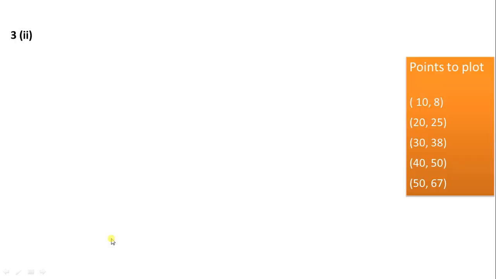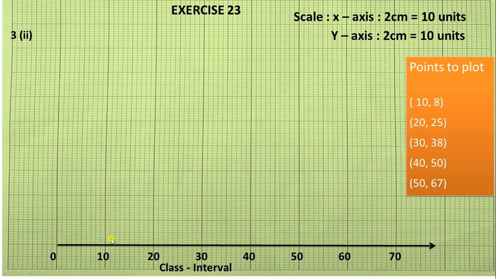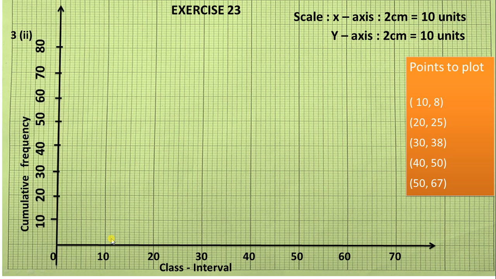Let us move to the graph sheet. X-axis 2 centimeter is equal to 10 units. Y-axis 2 centimeter is equal to 10 units. Mark x-axis class interval, y-axis cumulative frequency. The first point is 10, 8. Here it is 10, 0.